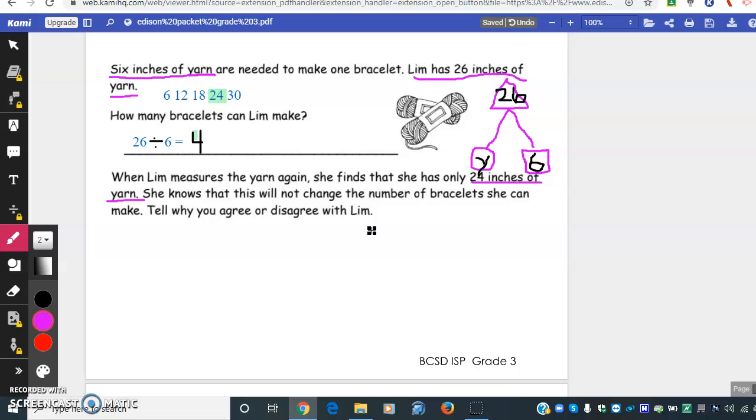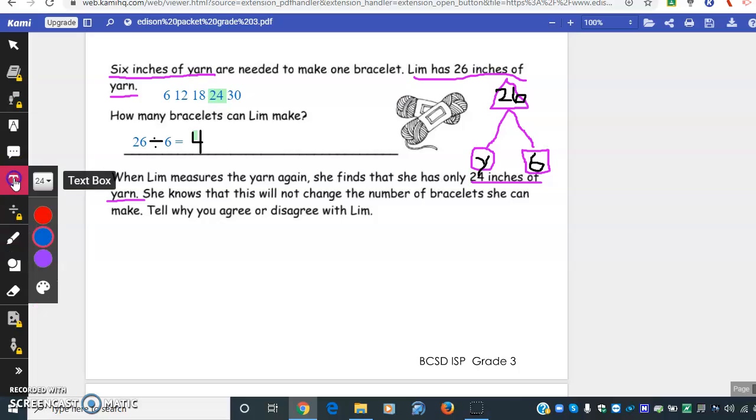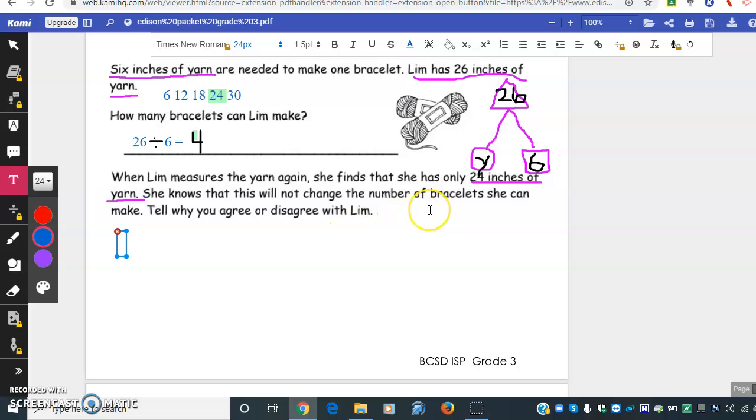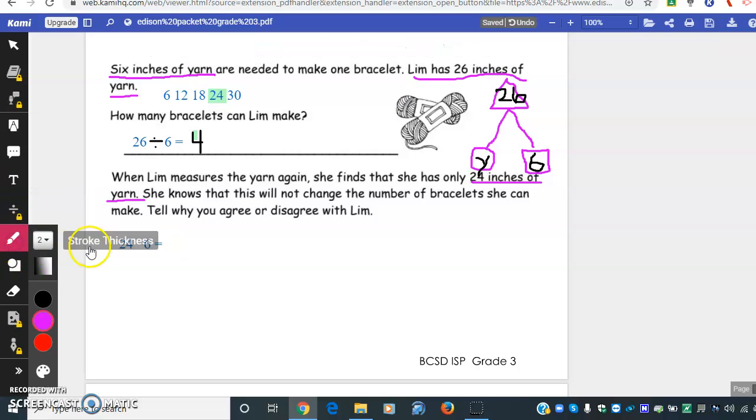Well, let's go and do the math required now that she has actually remeasured her yarn. Now that the length of yarn has changed, my division problem is going to change. She doesn't have 26 inches of yarn. She has 24 inches of yarn. She's still going to use 6 inches for each bracelet. That part's not going to change. But she's only got 24 inches of yarn. So she's going to have to do 24 divided by 6.